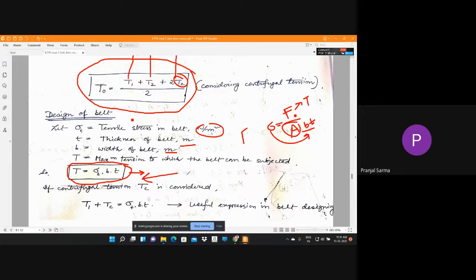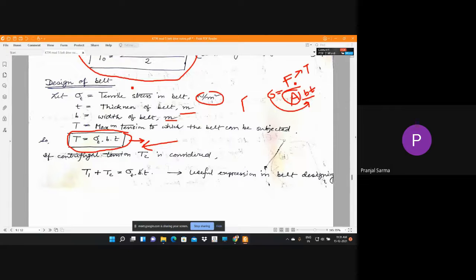Now if we also consider the centrifugal tension, then we know the maximum tension to which we can subject the belt is the tension on the tight side plus the centrifugal tension. That means T is replaced by T1 plus Tc, and the rest is similar: sigma B t. If the question asks you to consider centrifugal tension, then this will be the case. Otherwise, this is the direct one. And this is a very important relationship for the design of belts.